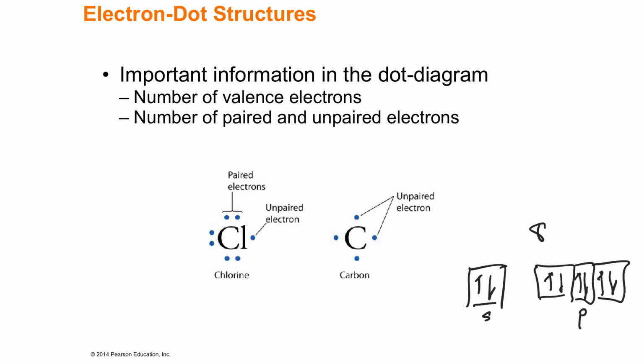The Lewis dot structures show the valence electrons around the symbol of an element. So if you were to have something like neon, neon is in group 8, it'll have 1, 2, 3, 4, 5, 6, 7, 8. But chlorine is in group 7, so it's going to have 1 unpaired electron. It has 3 sets of paired electrons and 1 unpaired electron. Carbon is in group 4, so it's going to have 4 unpaired electrons.